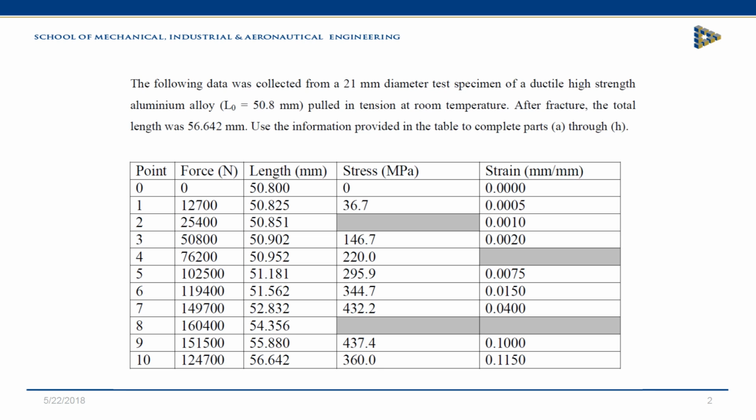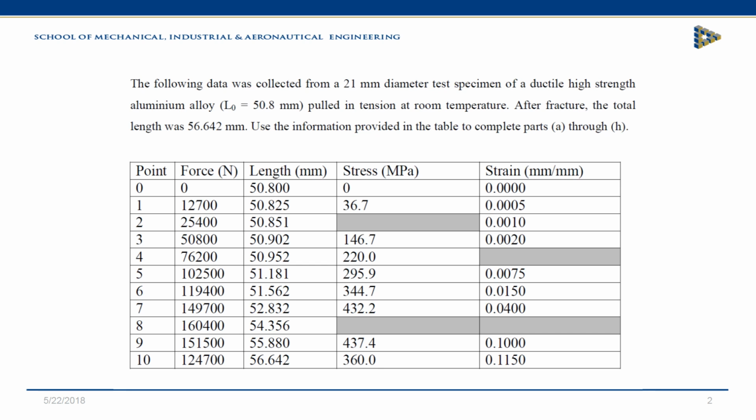The question states, the following data was collected from a 21 mm diameter test specimen of a ductile high-strength aluminum alloy. L0 is equal to 50.8 millimeters, pulled in tension at room temperature. After fracture, the total length was 56.642 millimeters. And then it says, use the information provided in the table to complete parts A through.